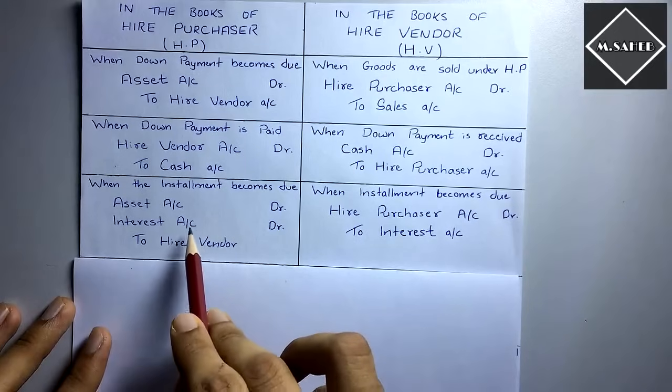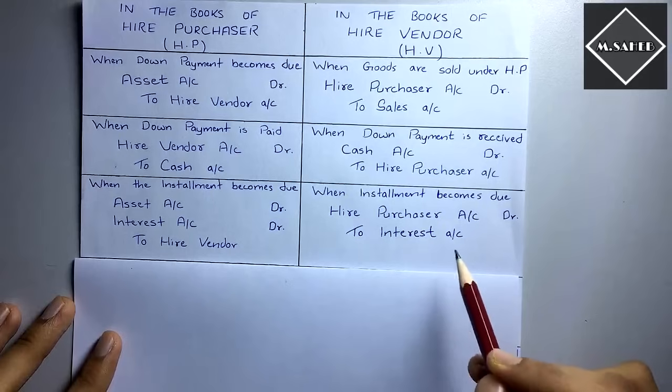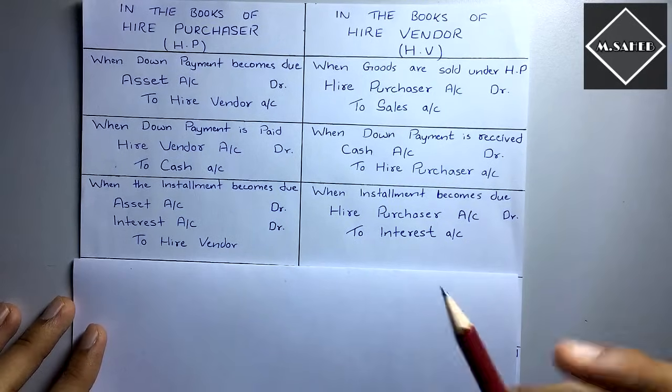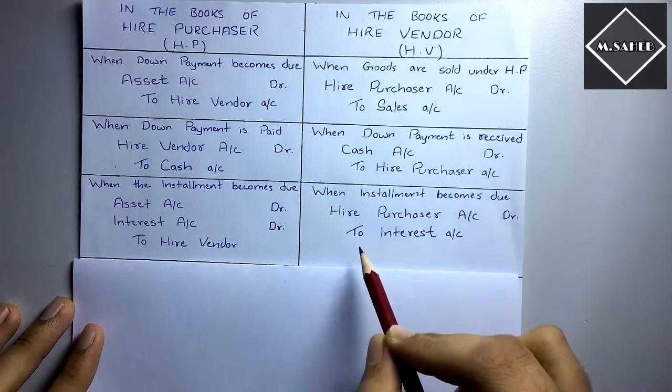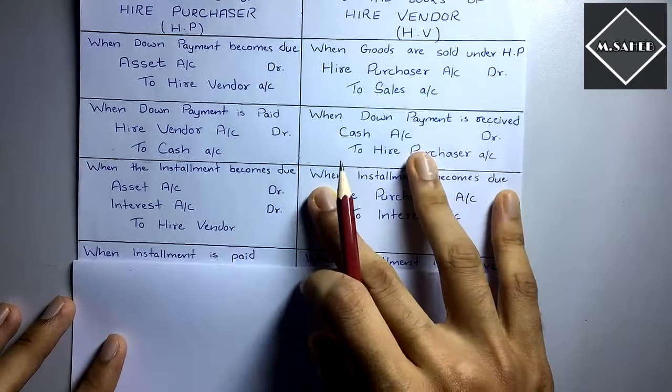So for him it is an expense, it is debited. For him it is income, revenue, so revenue is always credited. Simple, right? So hire purchaser account debited to interest account. All right, now let's go to the other entry.